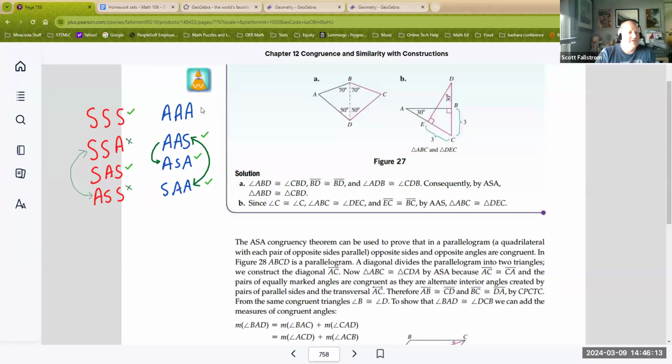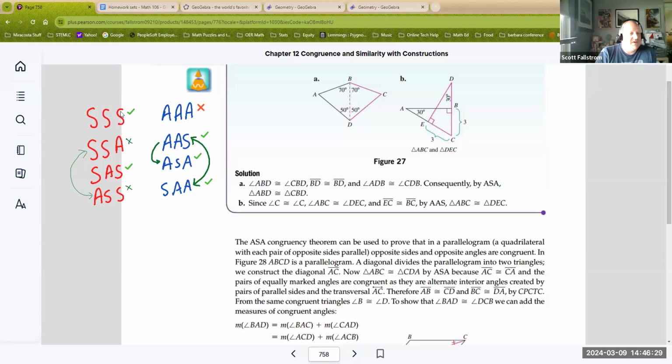And the only other piece up here is all the angles. If you know all the angles, there's no guarantee the two triangles are the same. They could be bigger. Remember that photocopier example. They would be called similar, but they would not work for congruence.